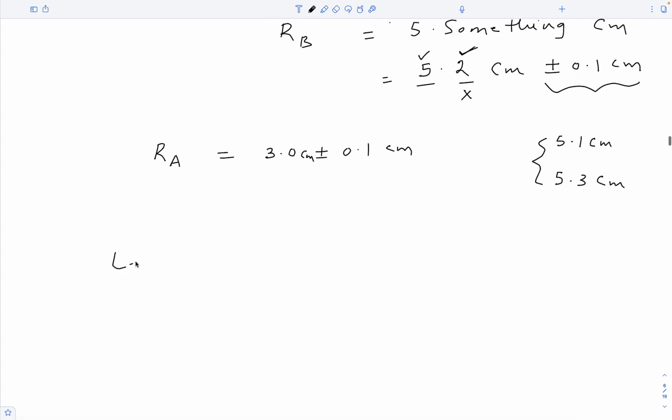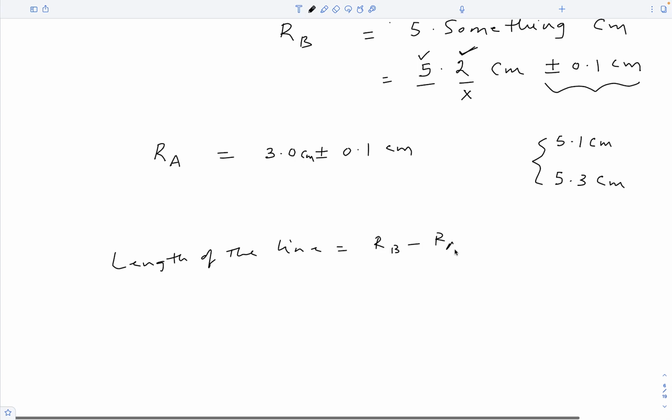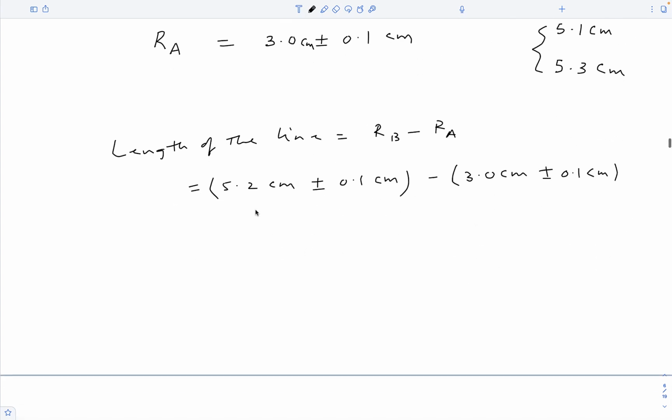Then the length of the line would be RB minus RA, that would be 5.2 centimeters plus or minus 0.1 centimeter minus 3.0 centimeters plus or minus 0.1 centimeter. Now 5.2 minus 3.0 is 2.2 centimeters. What should we do with these uncertainties?